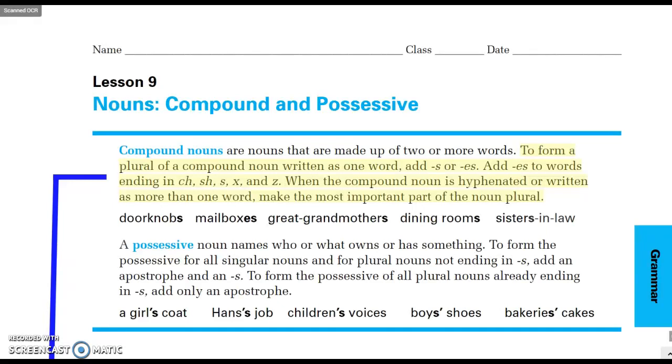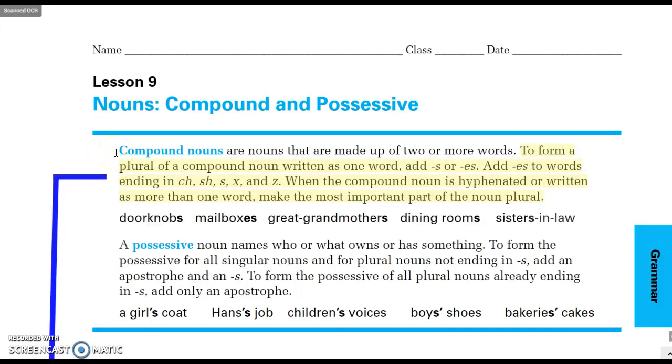Before beginning the Unit 2 Lesson 9 workbook pages for Grammar Workbook 1, please put both your name and your homeroom class at the top of your paper. This assignment is titled Lesson 9, Nouns, Compound, and Possessive.